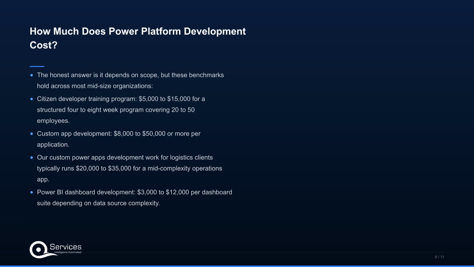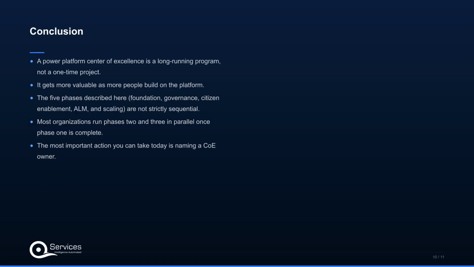Now, how much does Power Platform development cost? The honest answer is it depends on scope, but these benchmarks hold across most mid-size organizations. COE setup and governance, $15,000 to $40,000 for initial implementation including environment configuration, DLP policies, COE starter kit deployment, and admin training. Citizen developer training program, $5,000 to $15,000 for a structured 4 to 8 week program covering 20 to 50 employees.